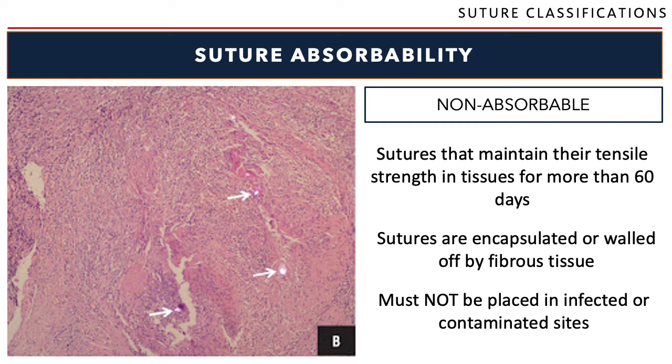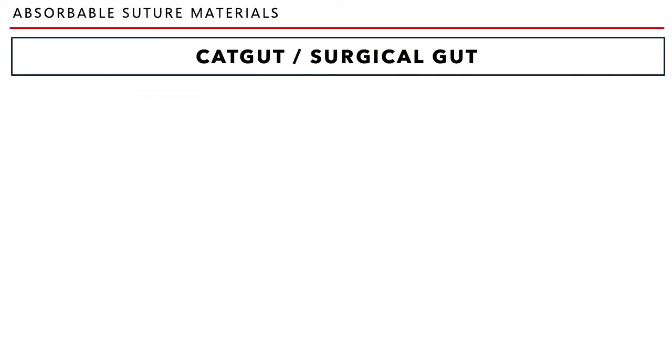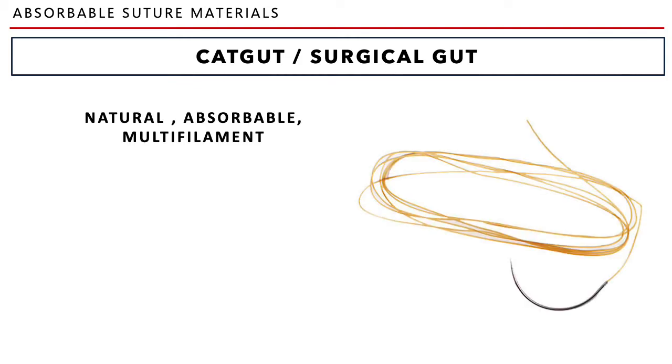Let's start with absorbable suture materials, starting with the cheapest one, the catgut or the surgical gut. Okay? This is a natural, absorbable, multi-filament suture material. When I describe suture materials, expect those 3 adjectives to be there: how they're classified, depending on the source, its absorbability, and how many filaments it has.